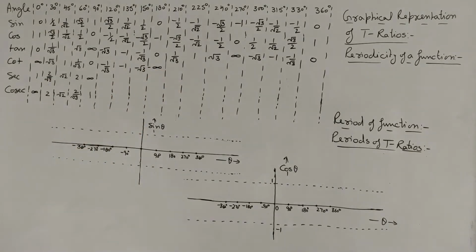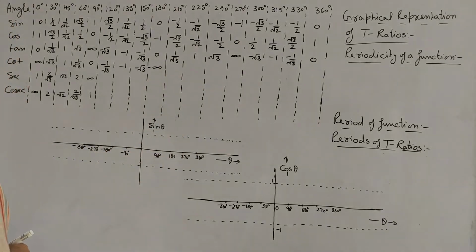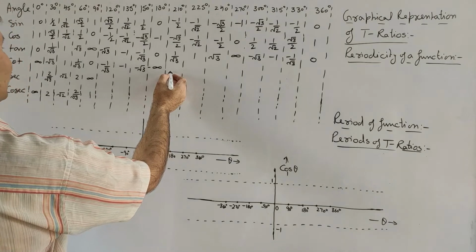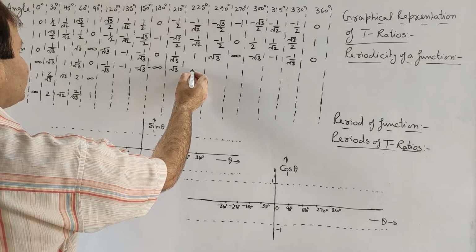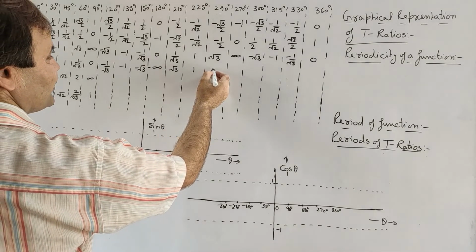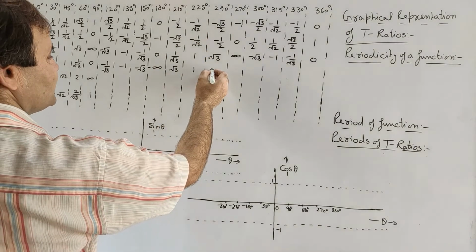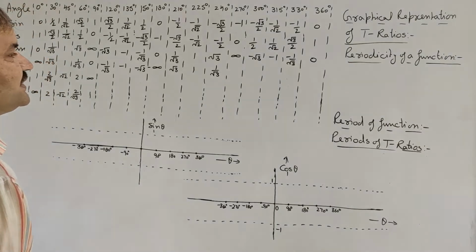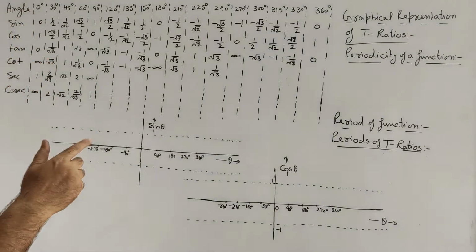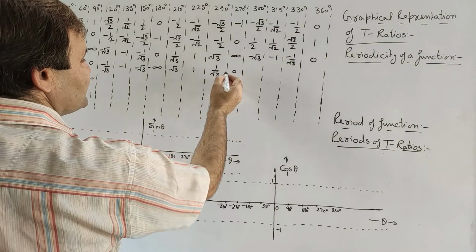210 degree, then 210 means 180 plus 30. 180 plus 30 means third quadrant, so cot will be positive, and it will be cot 30, and cot 30 means root 3. Then it will be cot 45, that is 1. Then cot 60, because cot 180 plus 60 will be cot 60, and cot 60 is 1 by root 3, so it will be 1 by root 3. And then cot 180 plus 90 means cot 90, and cot 90 is 0.